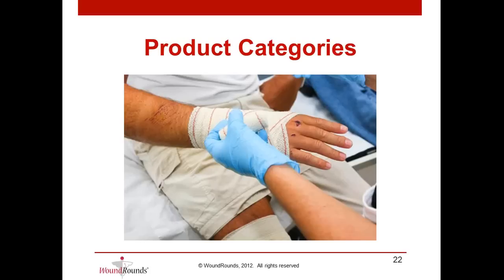Now we'll talk a little bit about the specific product categories and what the criteria is for reimbursement. Before we discuss those product categories, I do want to point out a couple of things. The information that I will be presenting is based directly from the LCDs for surgical dressings. And these are guidelines and recommendations for what Medicare considers is best practice for use of those products.